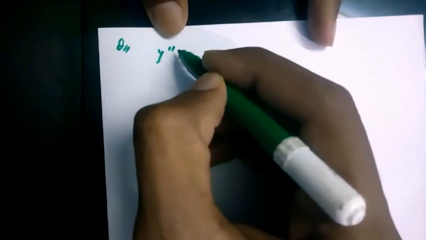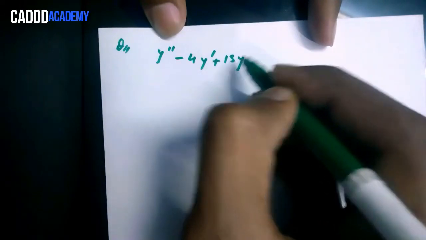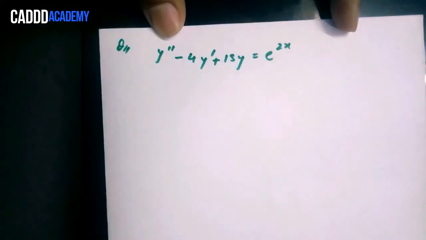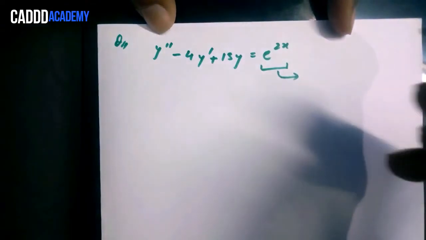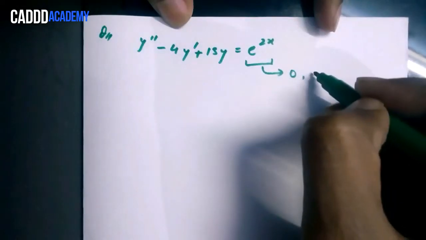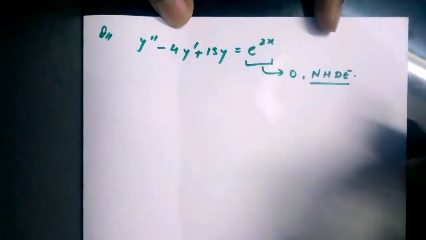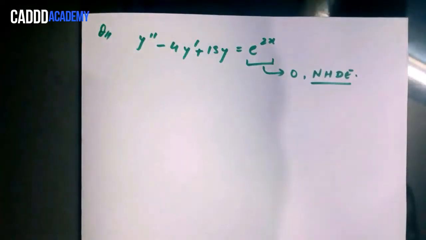Now I am taking a non-homogeneous differential equation, which is y double dash minus 4y dash plus 13y is equal to e to the power 2x. Here we don't have 0, so we can say this is a non-homogeneous differential equation. So now we will find the general solution for this equation.